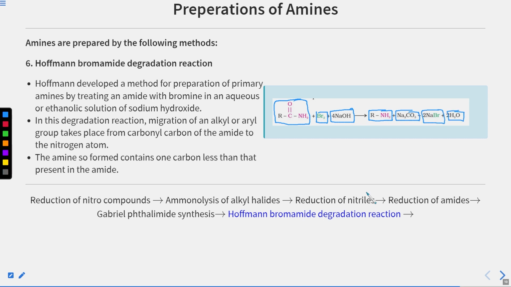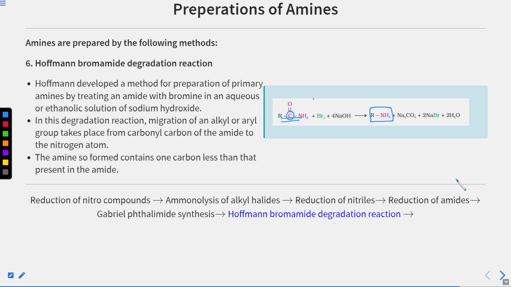Now, why do we call it a degradation reaction? If you look at the reaction carefully, you will see that we are removing one carbon from this amide. So this carbon is now being removed, and we are getting an amine that has one carbon less than the parent amide. So this is a kind of degradation reaction. This important point should be kept in mind: whatever amide we take, the product formed will have one carbon less as compared to the amide that we have taken.